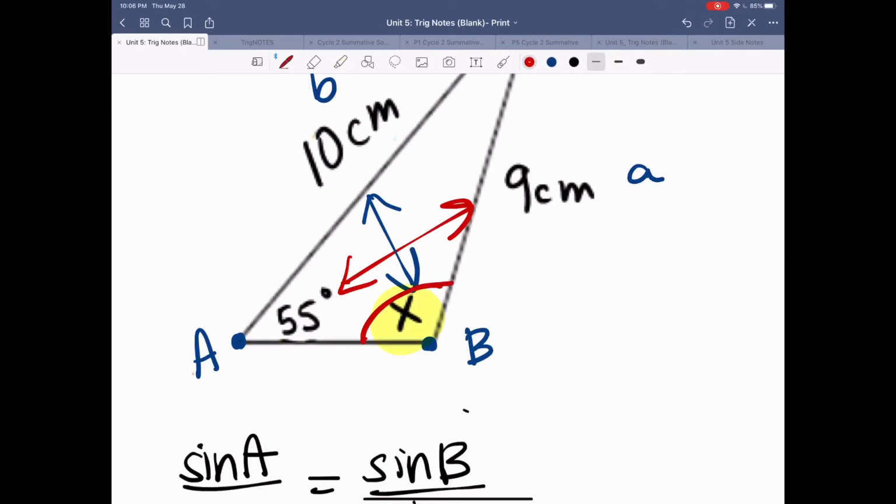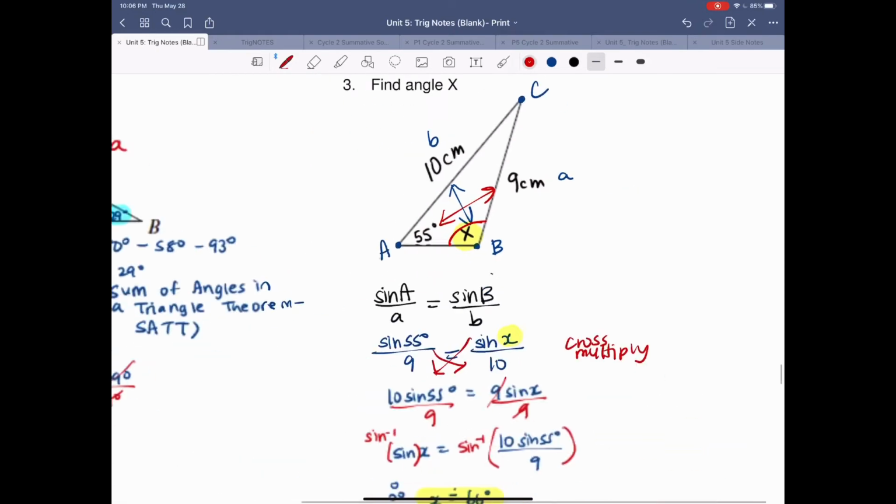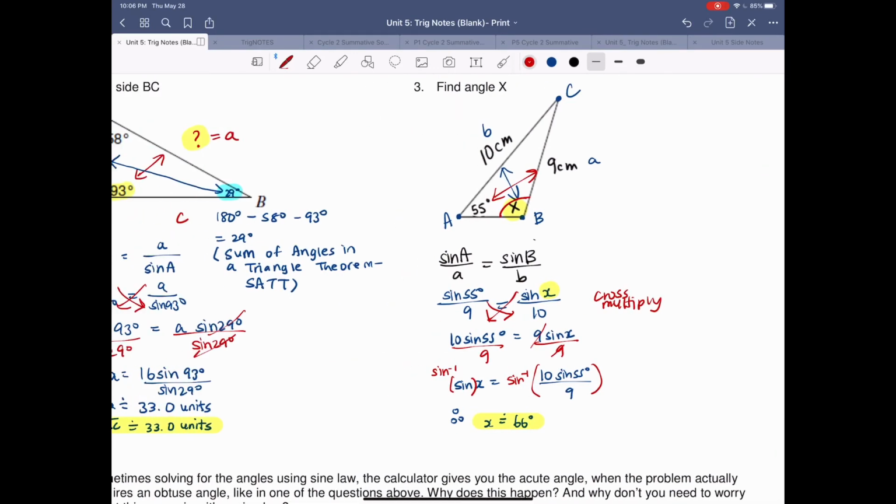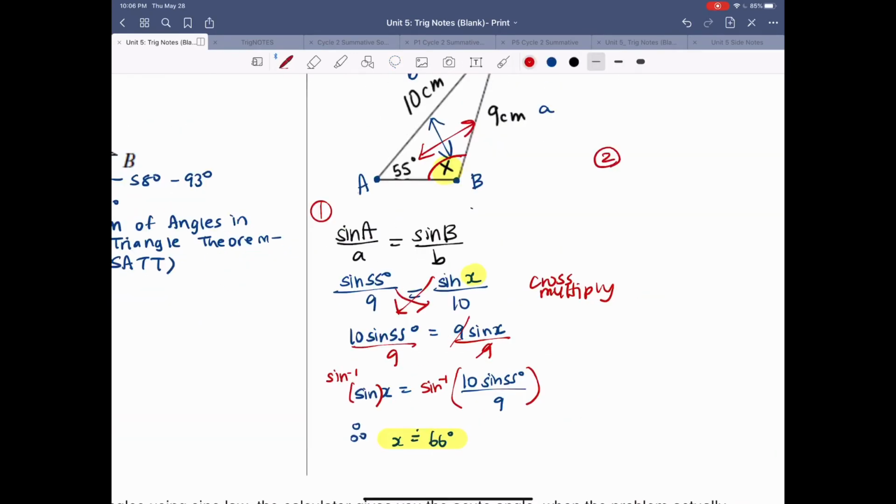So when we actually look at the triangle very carefully, we notice that it's definitely not an acute angle. It's an obtuse angle, and so we need to do one more step. As step 2, I'm going to say, but wait, when we're using sine law, we need to do a check. And you'll see why in the next question.